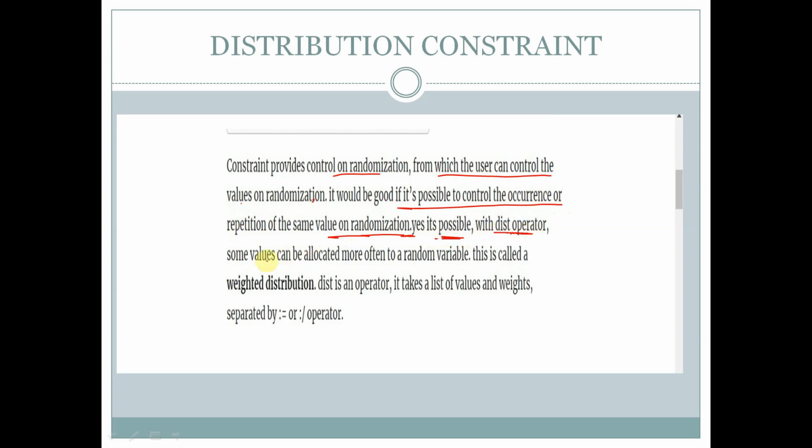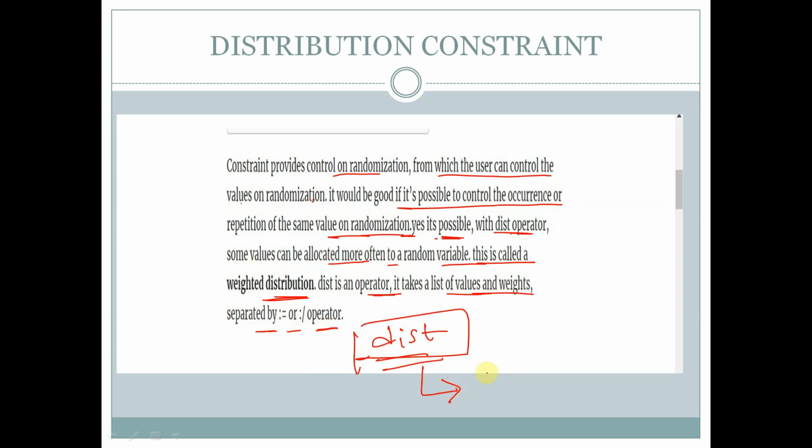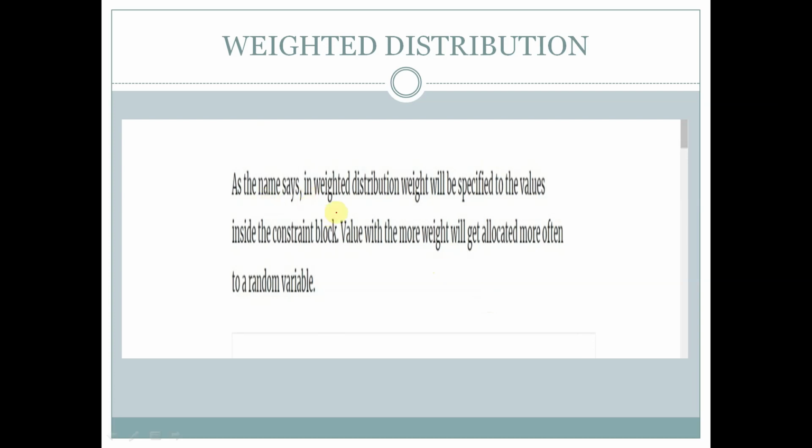With the dist operator, some values can be allocated more often to a random variable. This is called a weighted distribution. Dist is an operator. It takes a list of values and weights separated by the colon equal to or colon slash operator. With the help of the dist operator, we can decide how many times a value should be assigned to a rand variable. As the name says, in weighted distribution, weight will be specified to the values inside the constraint block. Values with more weight get allocated more often to a random variable.